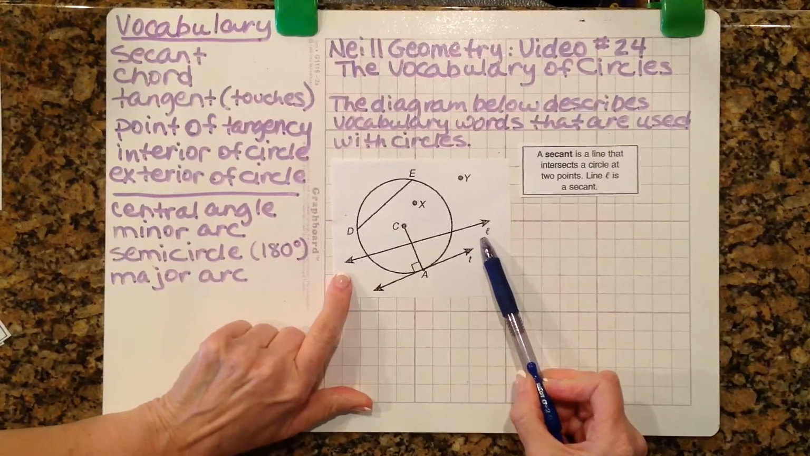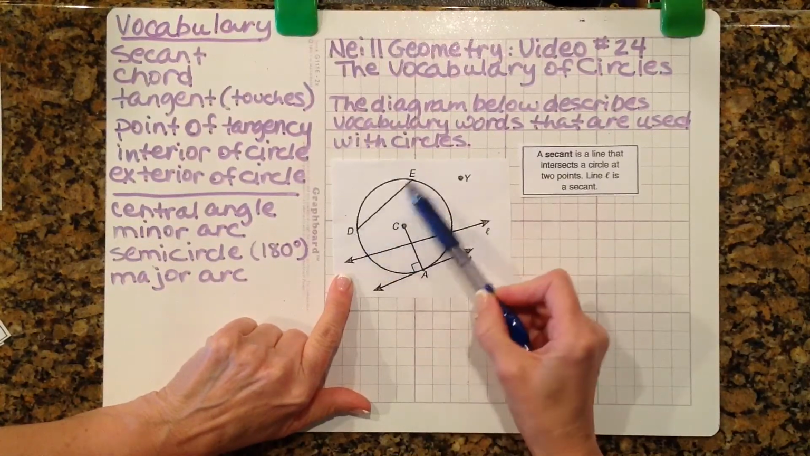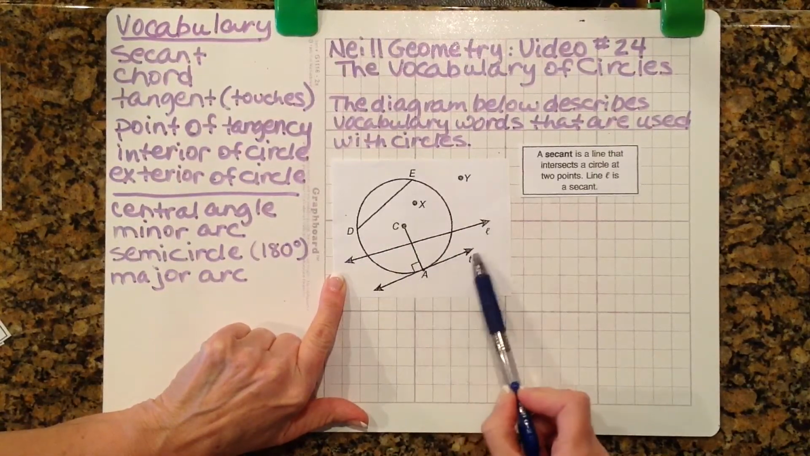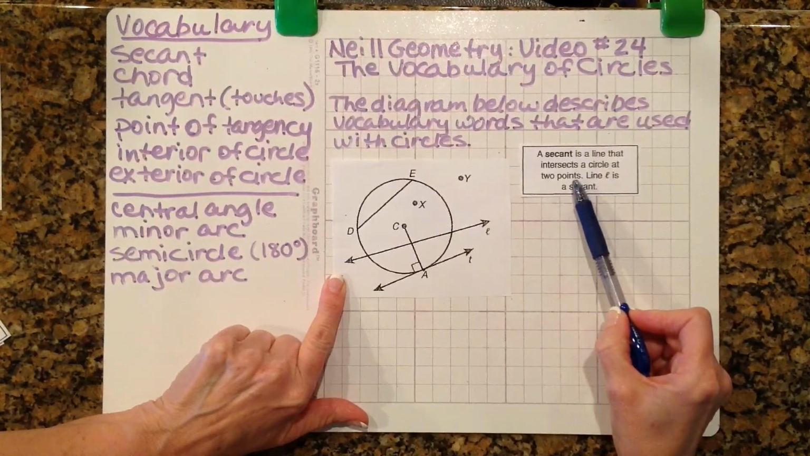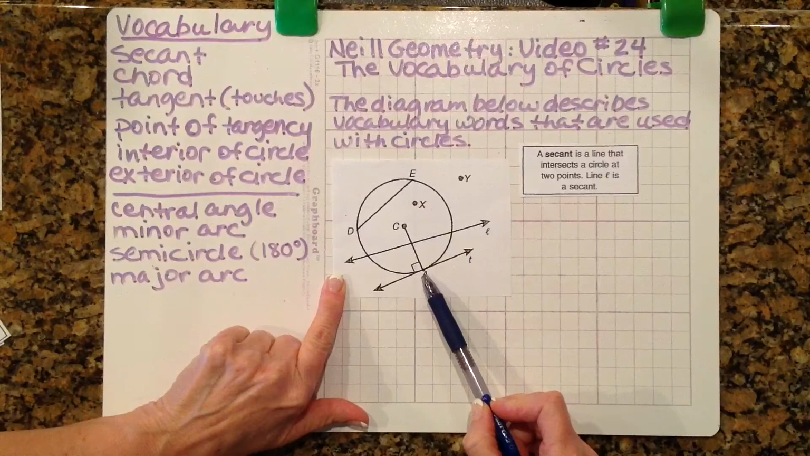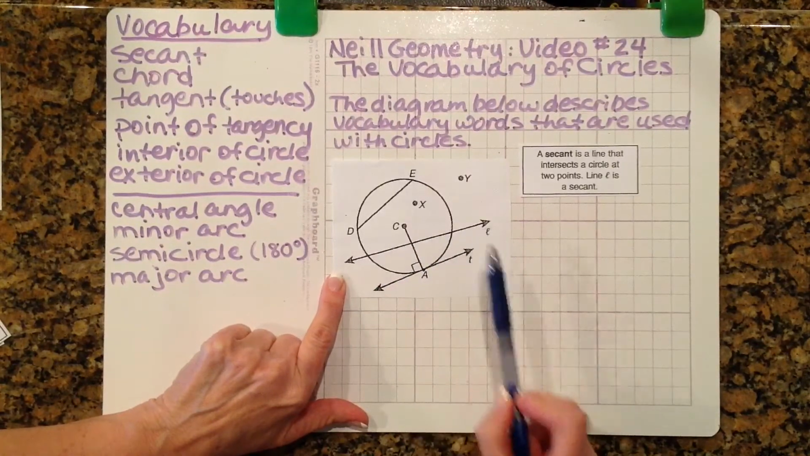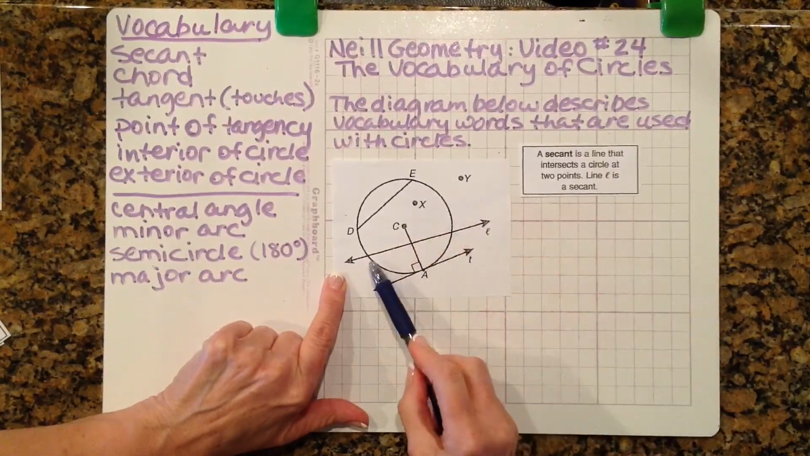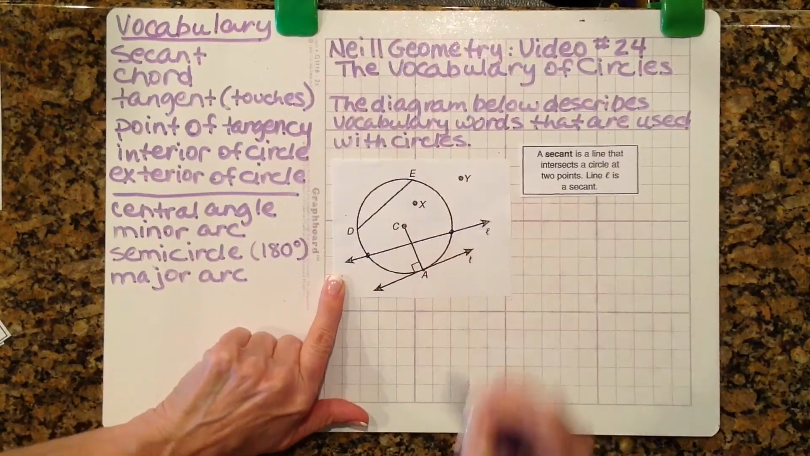Now let's break that down. A secant is a line. It's got to be a line. It cannot be a line segment like this right here. It's got to be a line. So we have this line right here or this line right here. But it intersects the circle at 2 points. This line right here does not intersect the circle at 2 points. It only intersects it at 1. That is not a secant line. So our secant line right here is line L. It's a line and it goes through the circle and it hits the circle at 2 points. And those 2 points would be right here and right here.